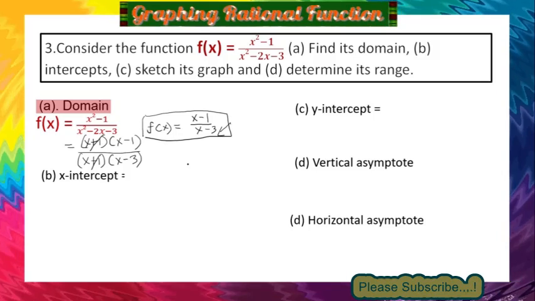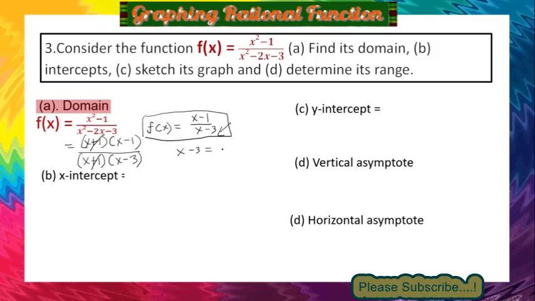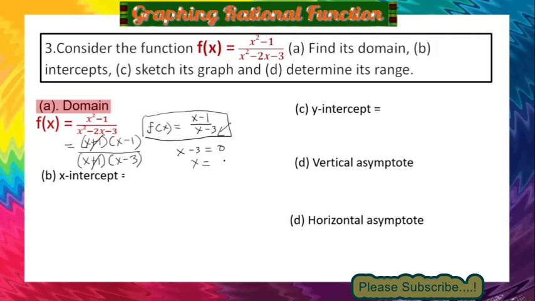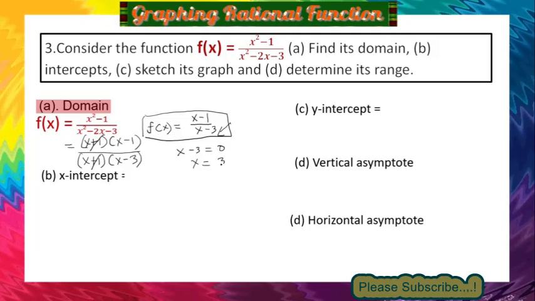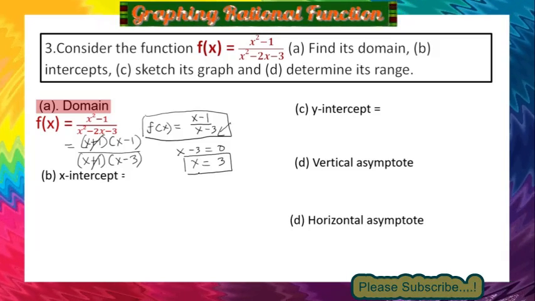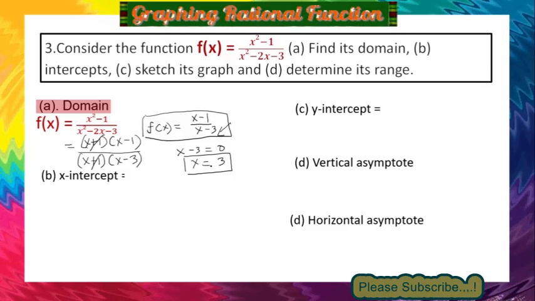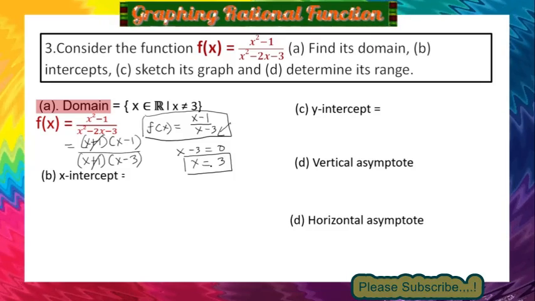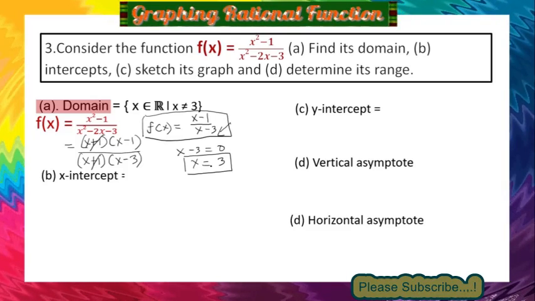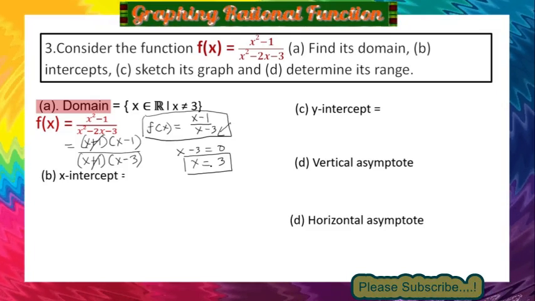Now, to find the domain, you have to look at that denominator. So that is x minus 3, equate it with 0, then your x is equal to positive 3. This means that your domain includes all elements of the real numbers except 3. As I said, that number is the restriction, in which if you use that one, our function becomes undefined.